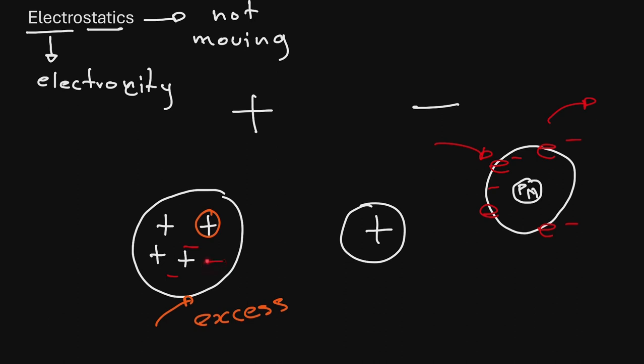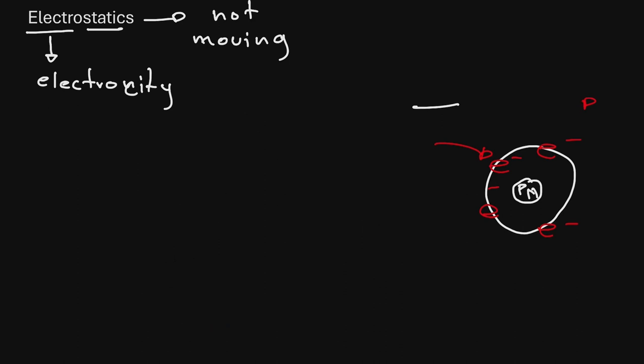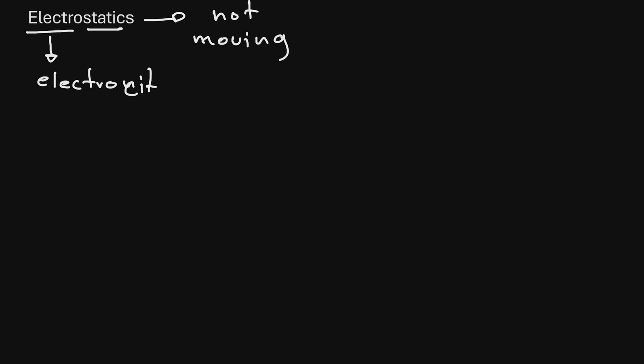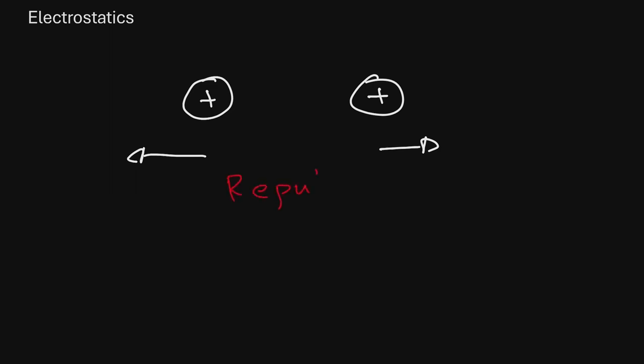Let us now conclude this lesson by learning what we call electrostatic forces. So what is an electrostatic force? An electrostatic force is a force that we find between charges. Same charges are going to repel. They are going to move away from each other. So the name of the electrostatic force is the repulsion force, because if the charges are the same, they repel.